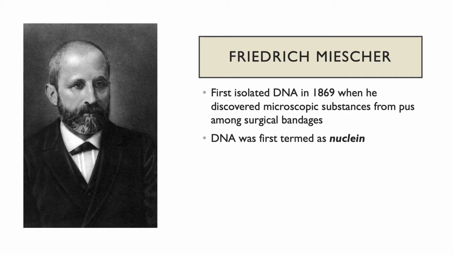When DNA was not yet discovered, scientists believed that proteins bear the genetic material of cells. DNA was first isolated in 1869 by Friedrich Miescher from Switzerland, who discovered microscopic substances from pus among surgical bandages. Because it was found in the nucleus of the cell, it was first termed as nuclein. At this time, proteins were generally accepted as the hereditary material.